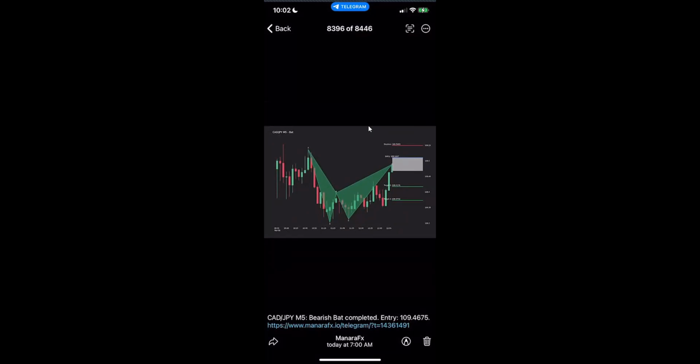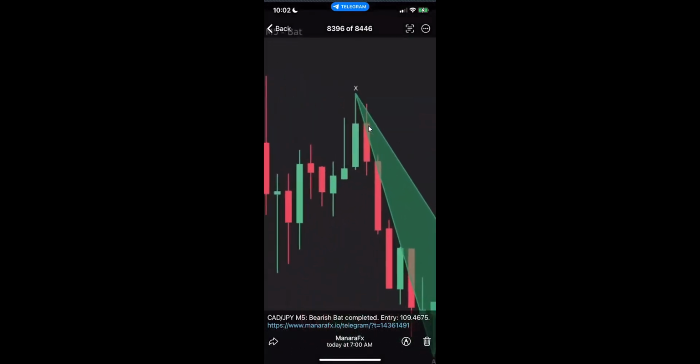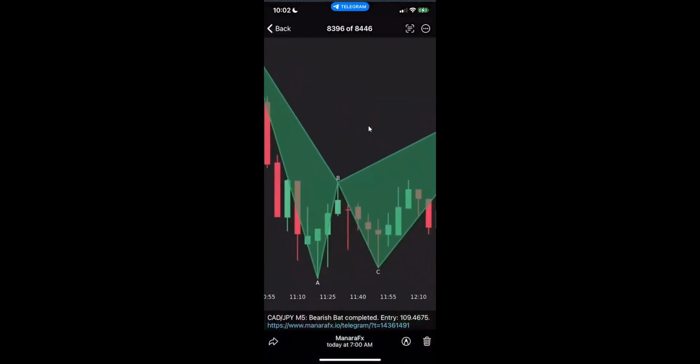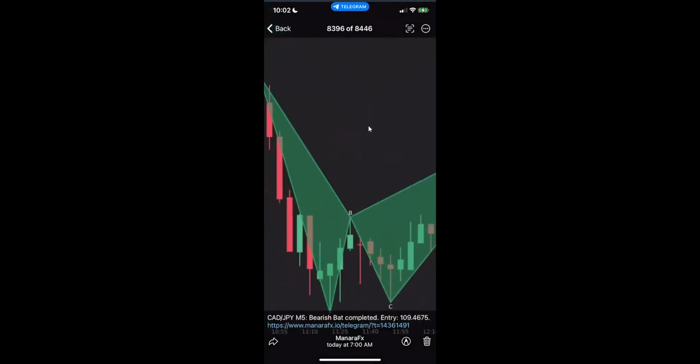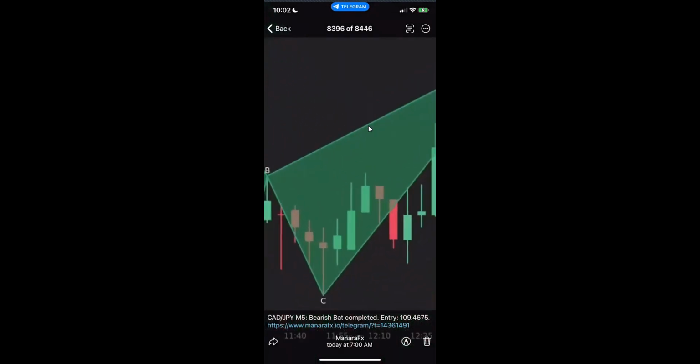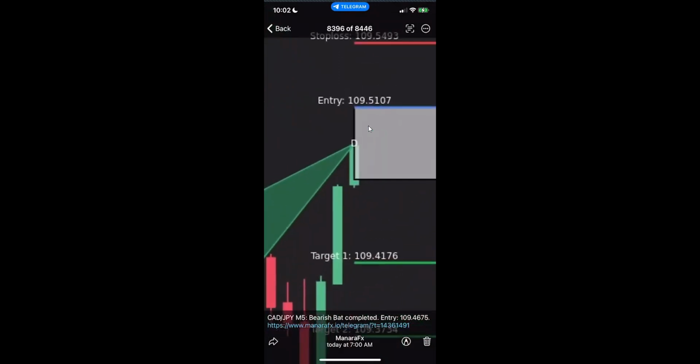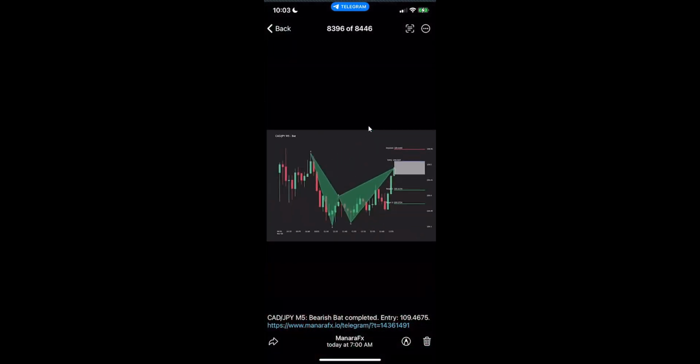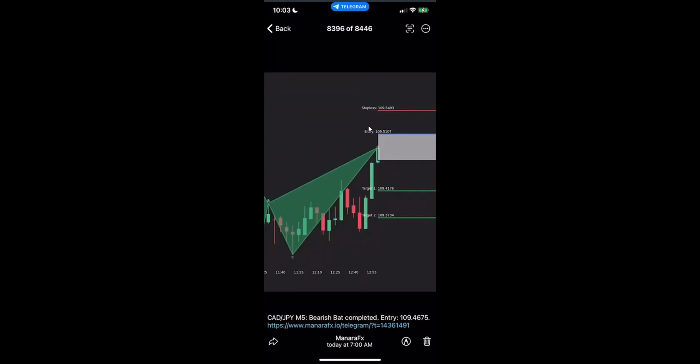So you got to start stacking your confluences. The first confluence is the bat formation, saying, because of X and A with B and C and D, we say because of this formation, we believe it's going to go down. Okay, that's great. That's one confluence.